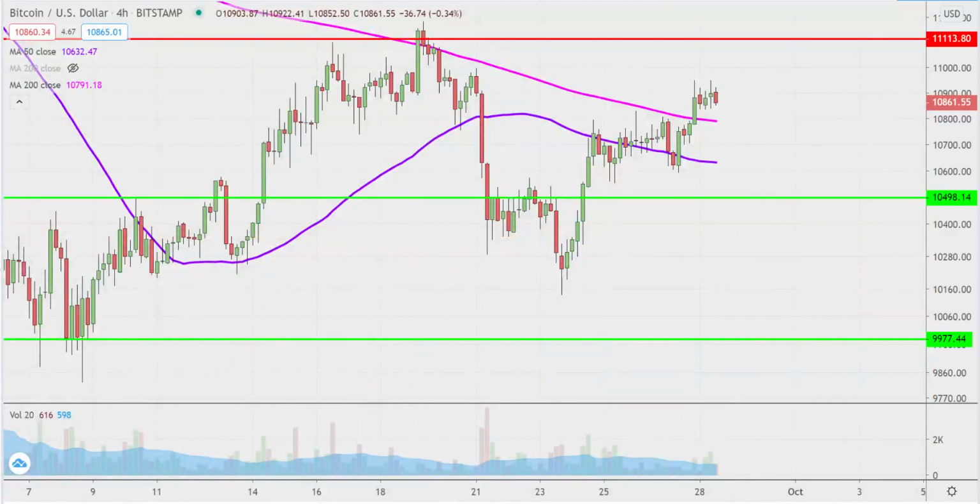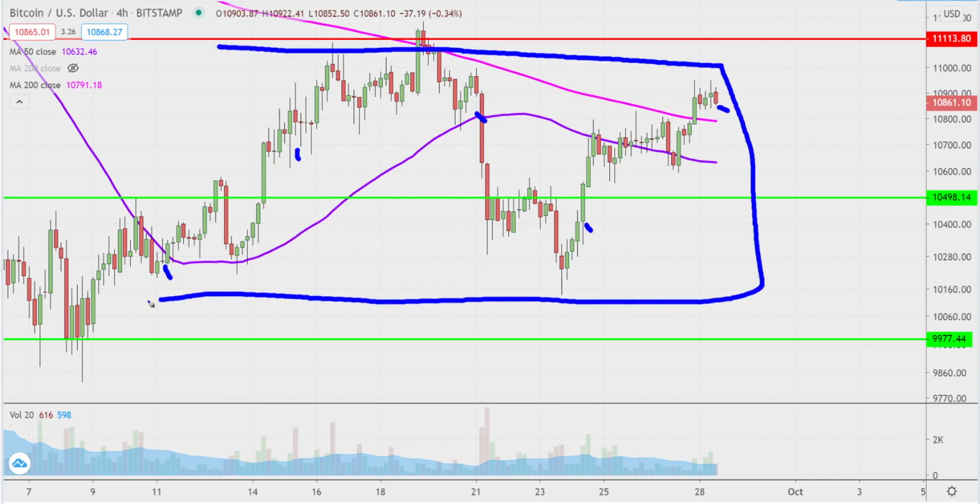Real quick, if you're not sure what I mean by 4-hour because you're new to charts, instead of each one of these candlesticks here, as they're commonly referred to, representing 1 day's worth of price action, which is what you would normally see, each one represents 4 hours. So I get it, this may look like a couple of months worth of time. It's actually just the past couple of weeks broken down into 4-hour time slices.